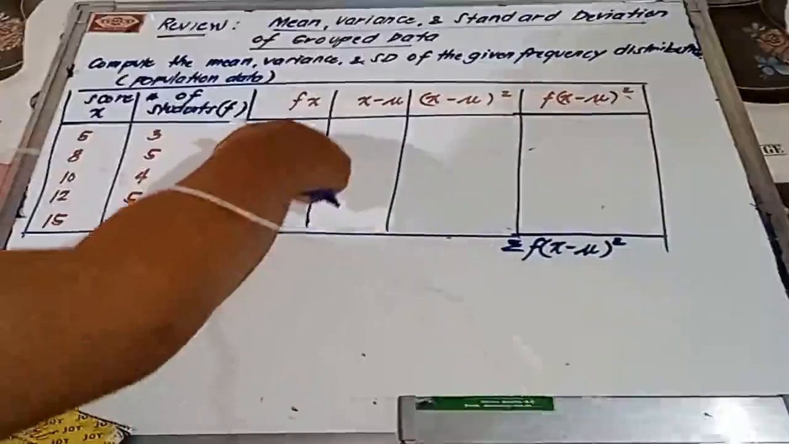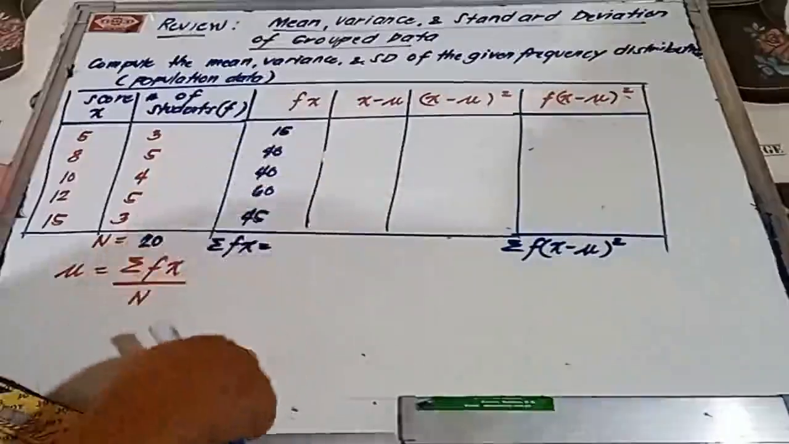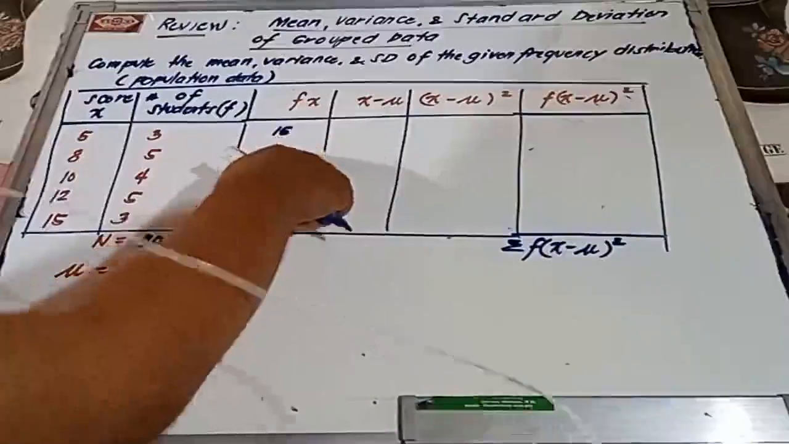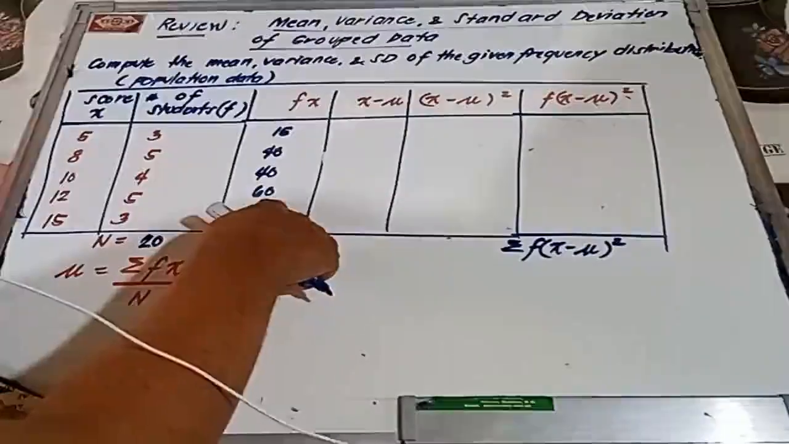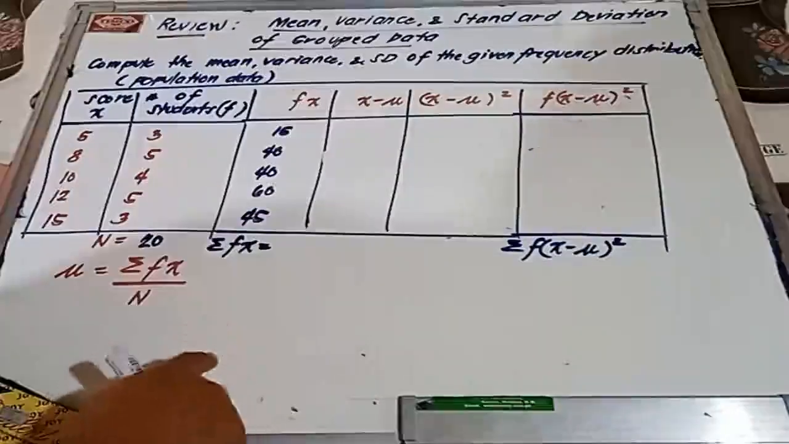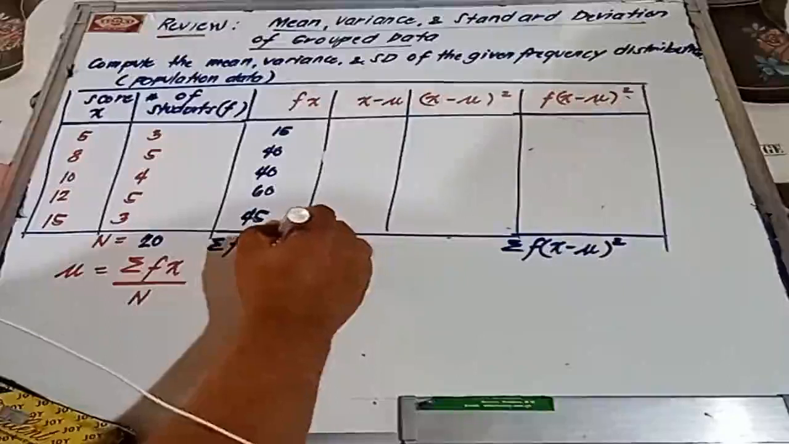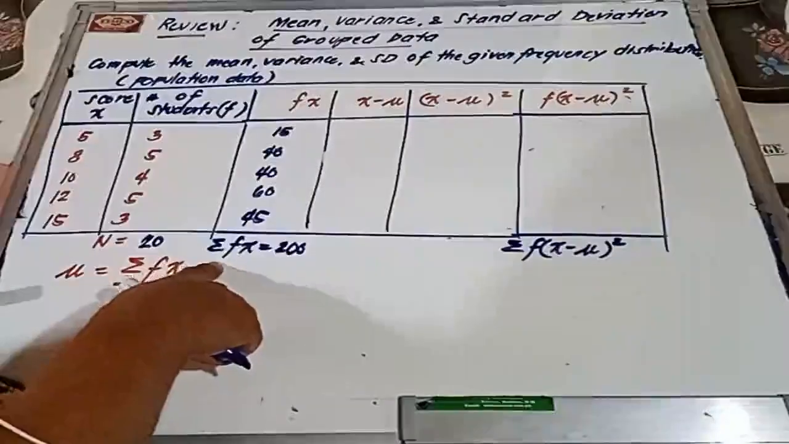Then we're going to add fx, no? Lahat ng mga fx values natin, that is the product of x and the frequency. So 40 plus 40 is 80, plus 60 is 140. That will be 140 plus 45 is 185, plus 15. That is 200. Okay. Now we already have the summation of fx and N.